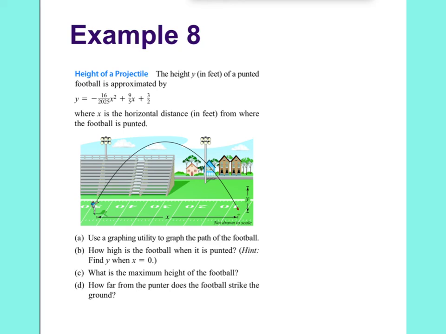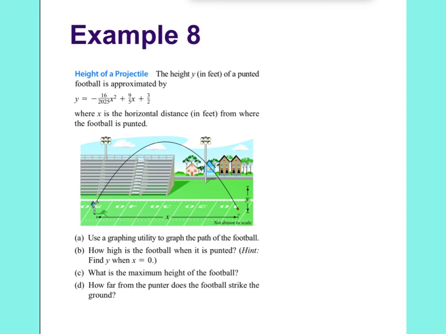All right, so think about what it's asking for here. It says a couple of things. A was just graph it, which we did. B is how high is the football when it's punted. So that means when it's at 0, right? If you've ever watched football, they don't punt from the ground. And if you haven't watched football, you just learned something about it. A punt does not sit on the ground. A kicker physically drops it and then kicks it, which means it's going to be off the ground. And that's the first question here.